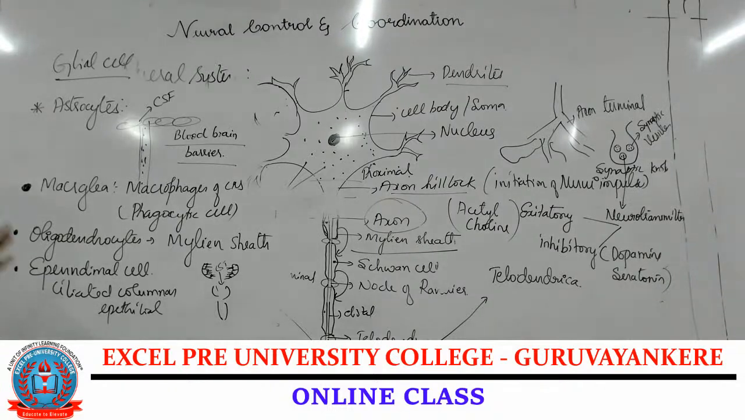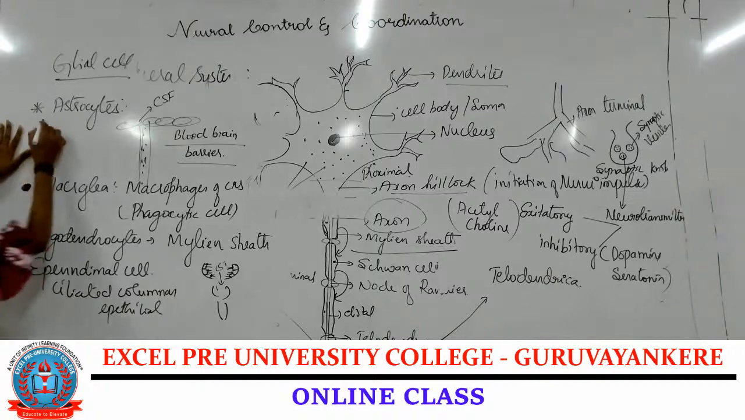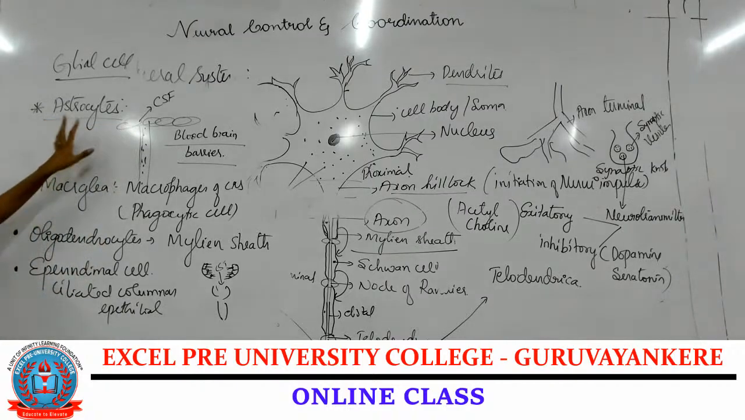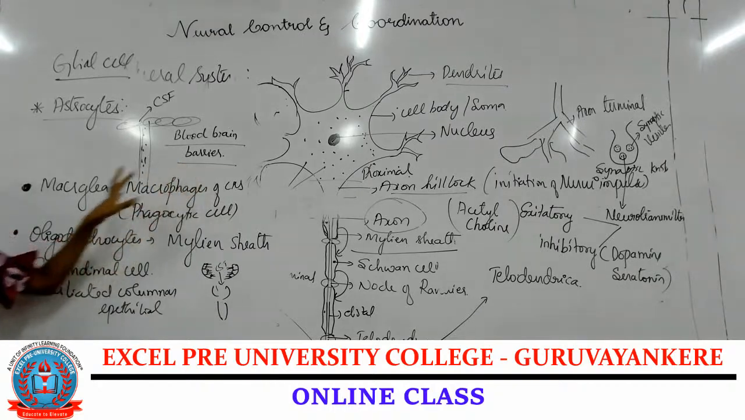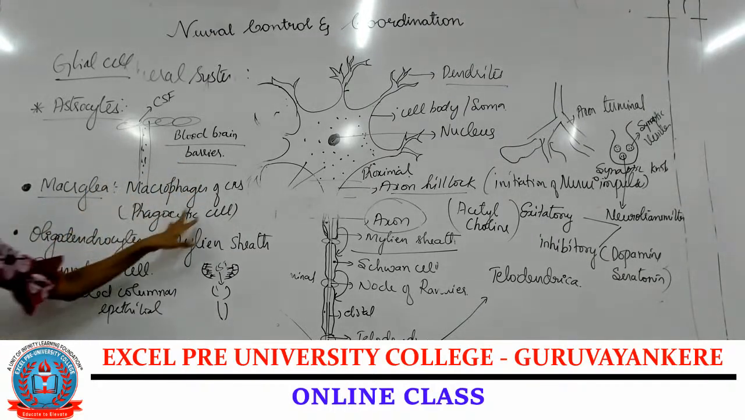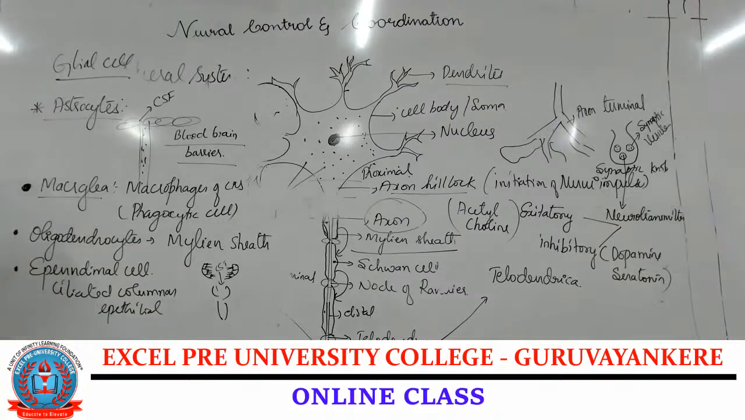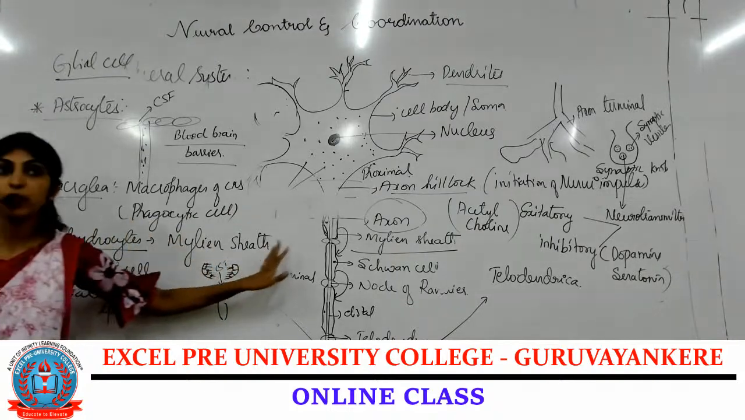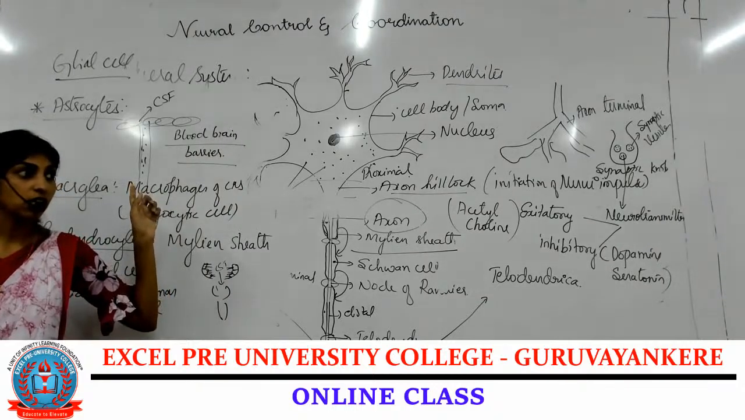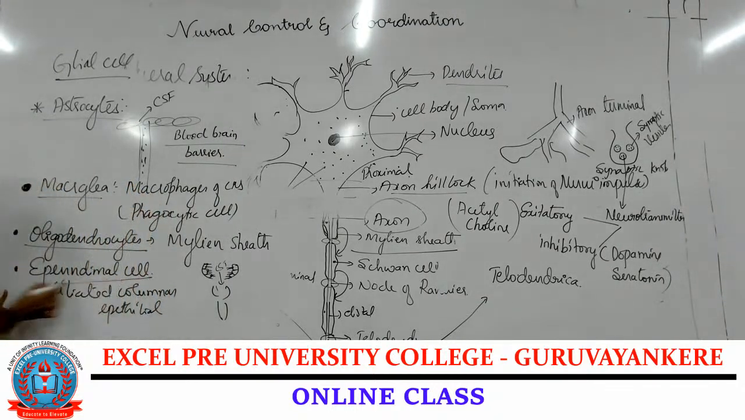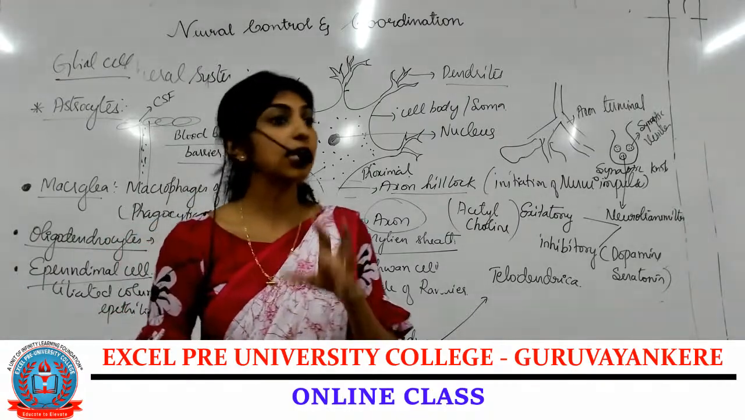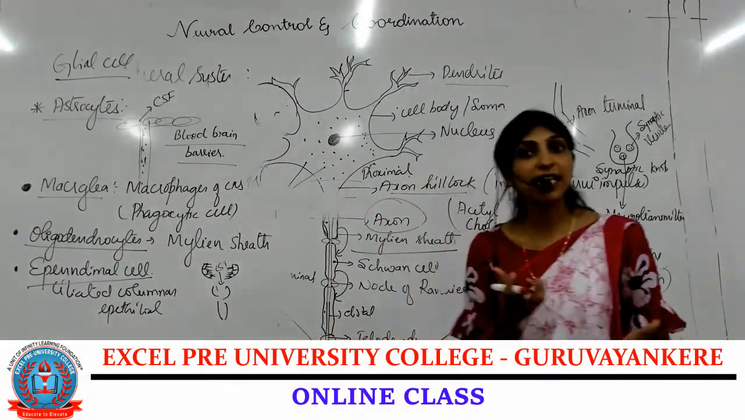Is it clear? I repeat, glial cells in the central nervous system: astrocytes help in the formation of cerebrospinal fluid, and they act as blood-brain barrier. Then we have macroglia, the macrophages of the central nervous system, with phagocytic property. And then oligodendrocytes, they help in the formation of the myelin sheath in the central nervous system. Ependymal cells are ciliated columnar epithelium present in the ventricles of the brain and help in the movement of cerebrospinal fluid. Then in the peripheral nervous system, Schwann cells help in the formation of the myelin sheath.